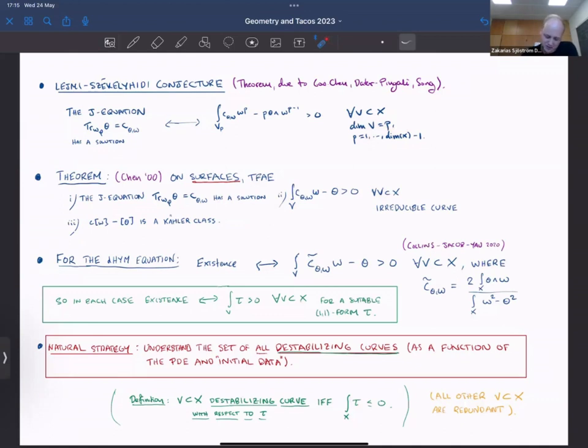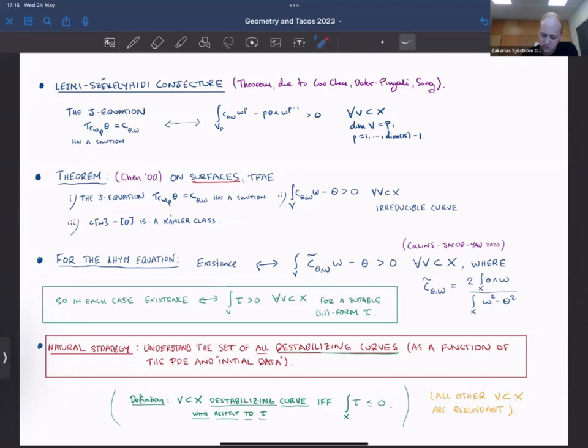So going back to surfaces, this has now been proven, by the way. It's a theorem due to Gao Chen, Datar-Pingali, and so on. But on surfaces, it was known long ago. So it was a theorem already by Xiuxiong Chen, not Gao Chen, that the J equation has a solution if and only if this integral here is positive for all irreducible curves.